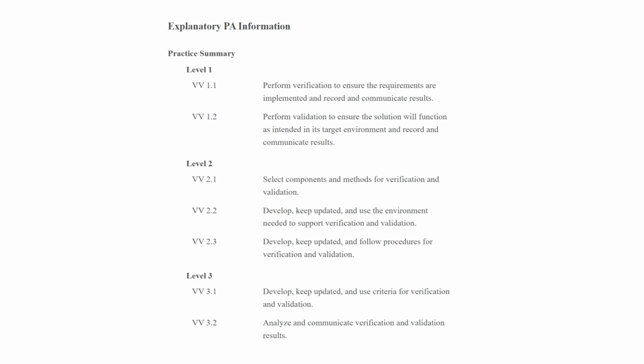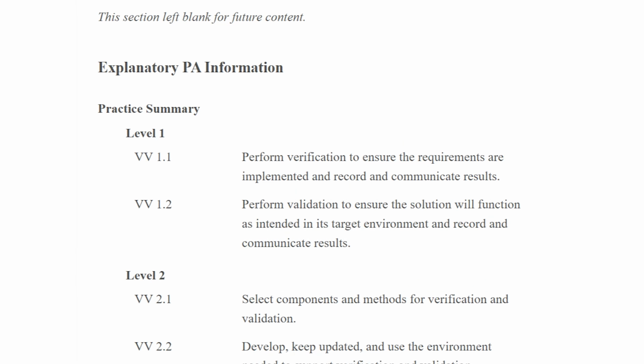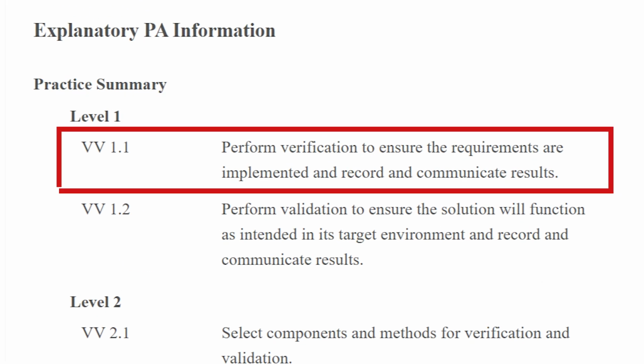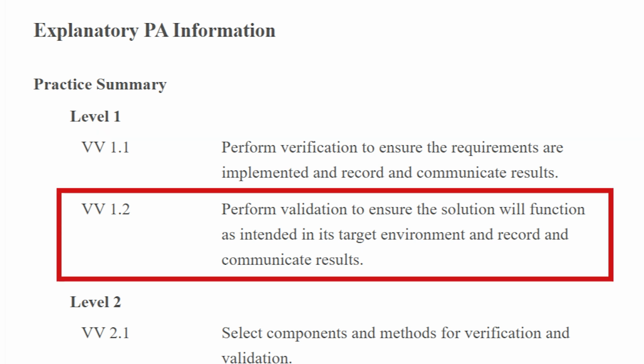Let us turn now to the individual practices within the VV practice area. There are two level 1 practices. VV 1.1 looks for us to perform some basic verification activities to ensure that our requirements have been correctly implemented. And VV 1.2 directs us to perform validation of our requirements to ensure that the final solution will function as intended in its target environment.